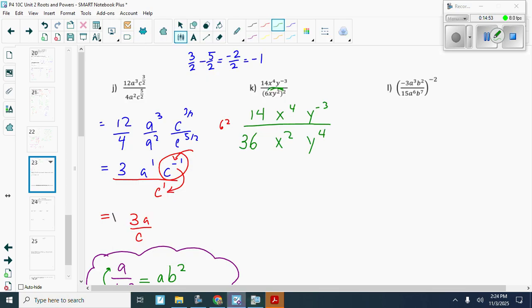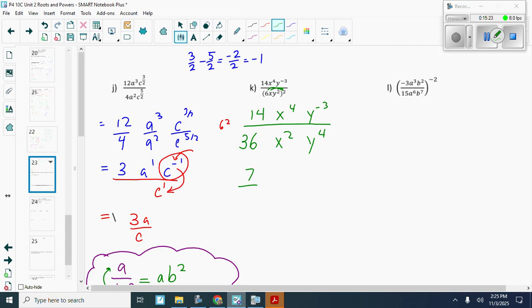Or you could have looked at it and said, I could have taken a 2 out of top and bottom. 14 divided by 2 is 7. 36 divided by 2 is 18. So both of those strategies. For you mental mathers, you're just saying I'm going to divide top and bottom by 2. And if you need to use your calculator, you can just put the numbers in and do your math fraction in order to get that.